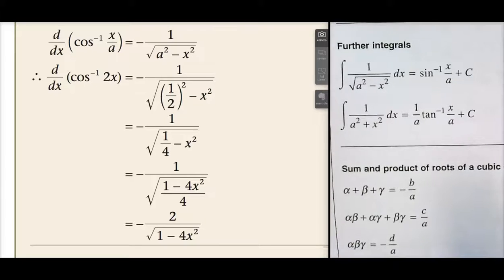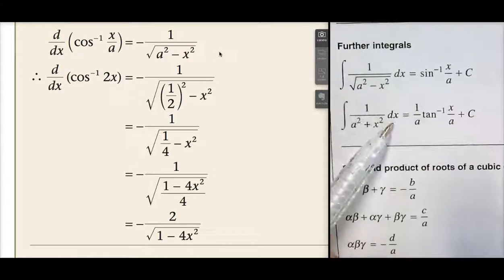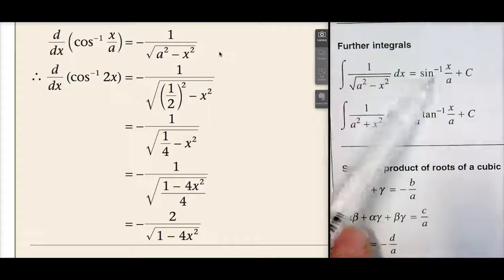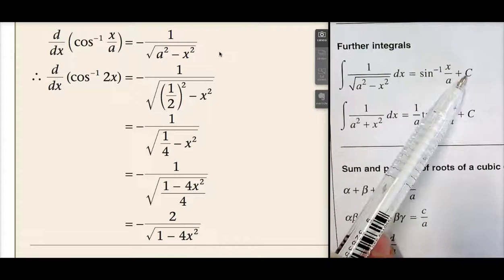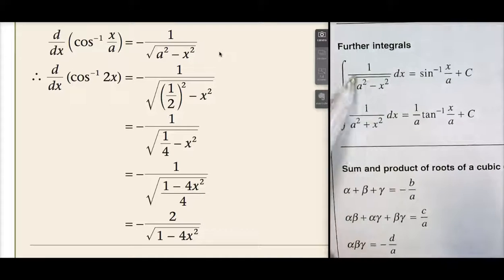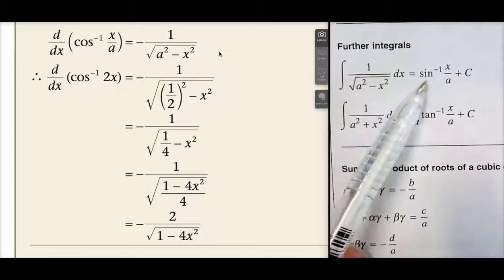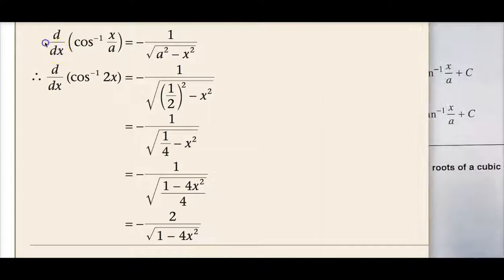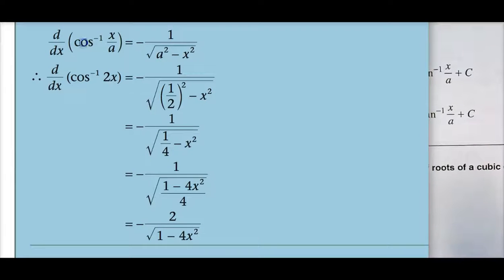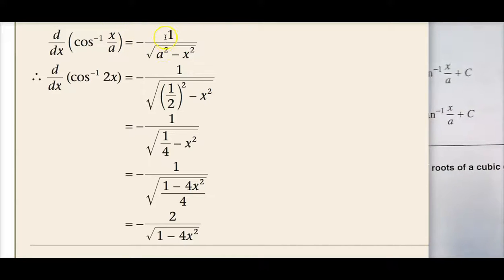The first question that we're going to look at is to differentiate. So up the top is the formula. You're not given that formula. What you're given here is on the formula sheet. If you differentiate the inverse sine of x on a, you will get 1 over the square root of a squared minus x squared. But if you differentiate the inverse cos, remember it's the negative. So that's the rule up the top there. If you differentiate the inverse cosine function, you get negative 1 over.